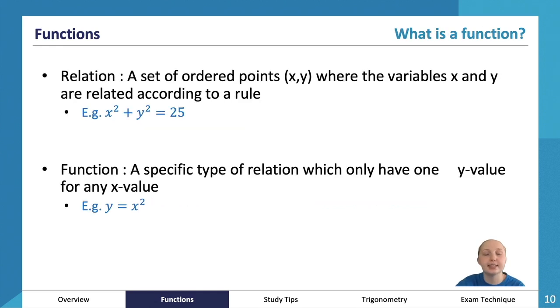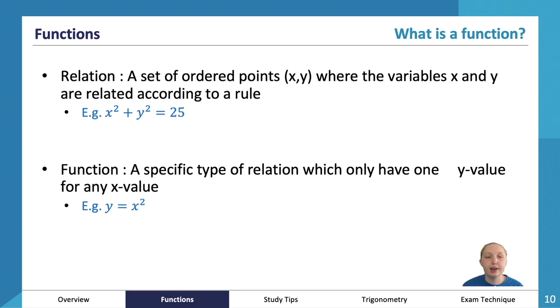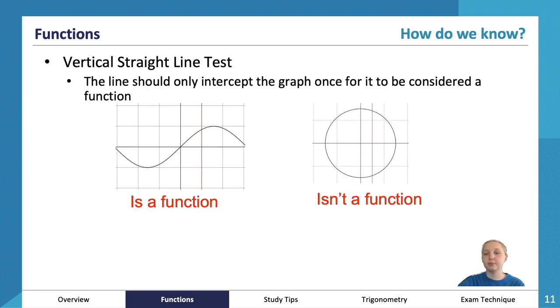Okay, so if we go back to that slide before, we'll see a function is a specific type of relation. And the defining feature is that every x only has one y. So a function is always going to be a relation, but relations are not always functions. Okay, anyway, little side note there, we've got the vertical straight line test, and this is how you can tell whether something is a function or not.